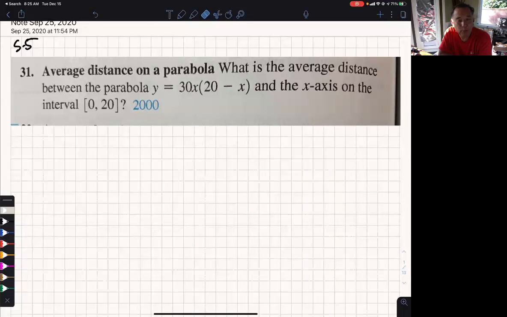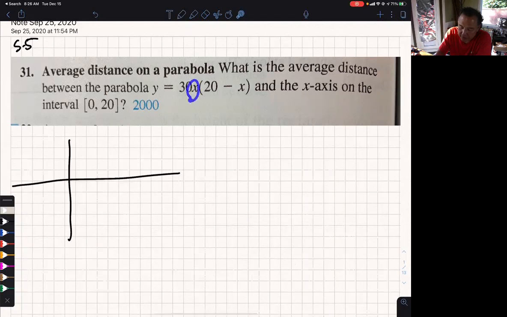All right, this is section 5.5, number 31, average distance on a parabola. What is the average distance between the parabola and the x-axis on the interval from 0 to 20? So let me draw what this might look like. I know it goes through 0 and 20.